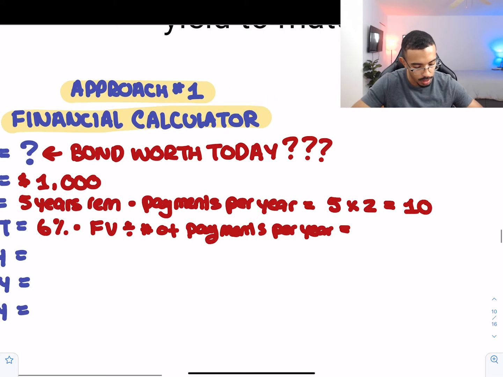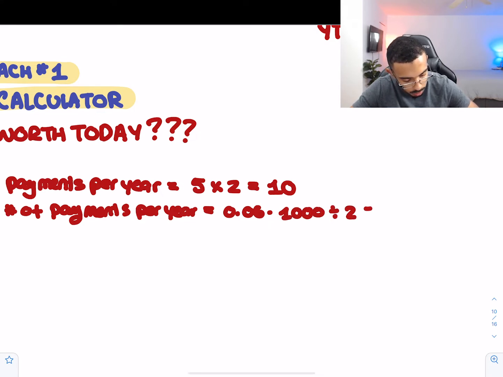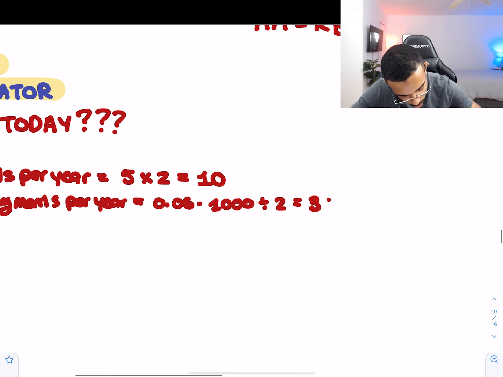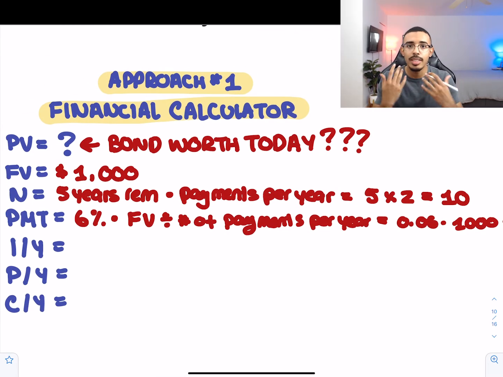And that's going to be 0.06 times 1,000 divided by 2. And that's going to give us 30. So our payments are equal to 30. Now let me say this one more time, and I'm going to risk being boring and annoying.